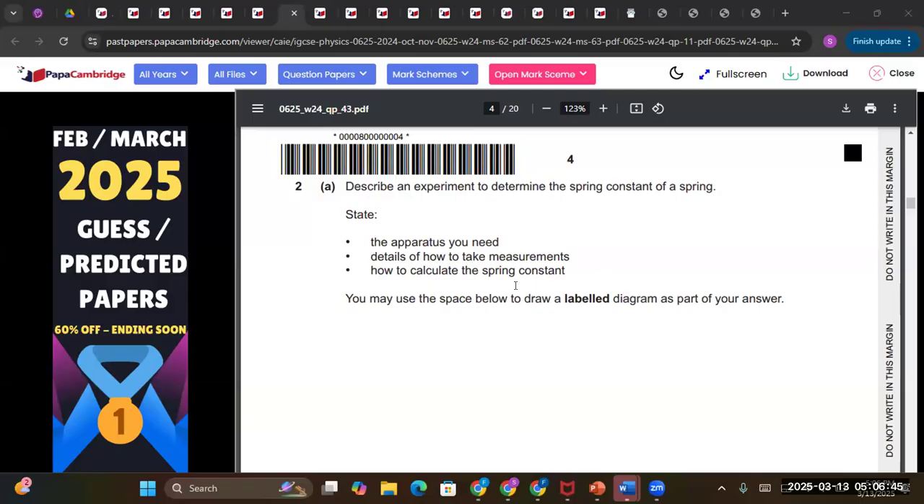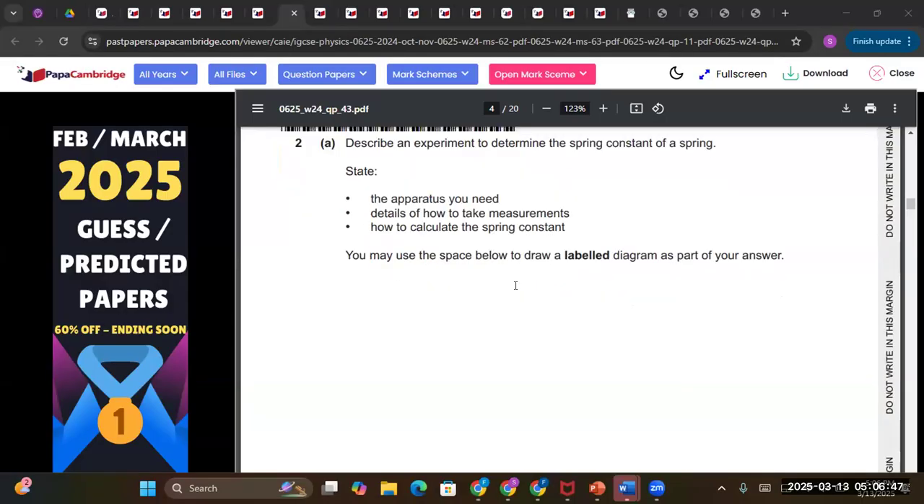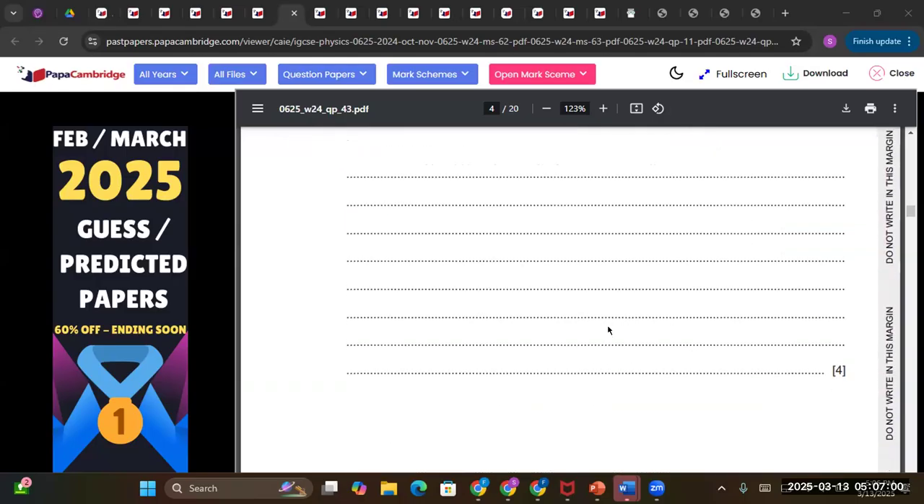Okay, Hajra, the first question says, describe an experiment to determine the spring constant of the spring. State the apparatus you need, details of how to take the measurements, and how to calculate the spring constant. If you want, you can even draw a labelled diagram. And this is for 4 marks.